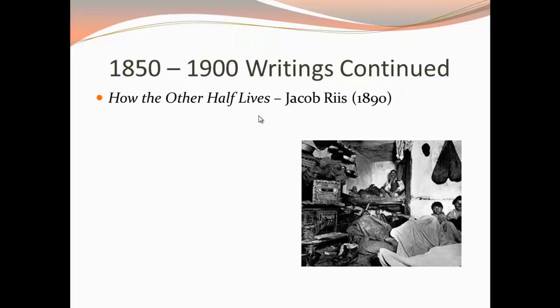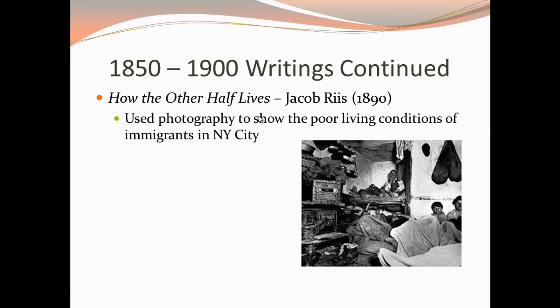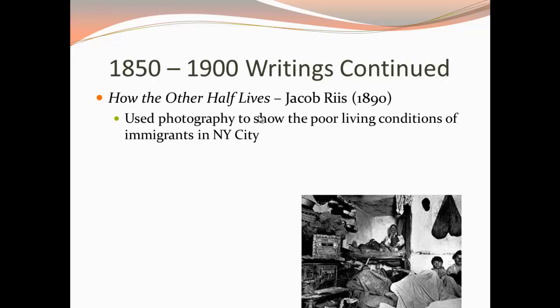How the Other Half Lives, Jacob Riis in 1890. He was a photojournalist, and here's one of the most famous pictures that he took. This was a series of photos that he would take to show the poor living conditions of immigrants in New York City. So this will lead to some reform movements during the Progressive Era.